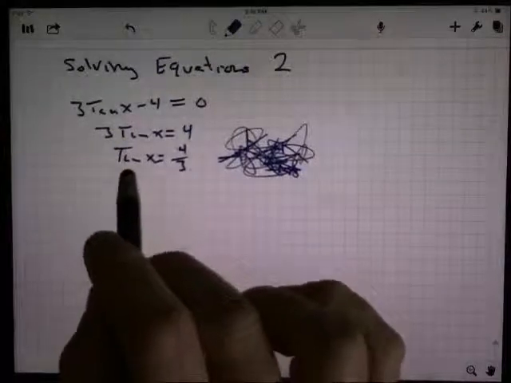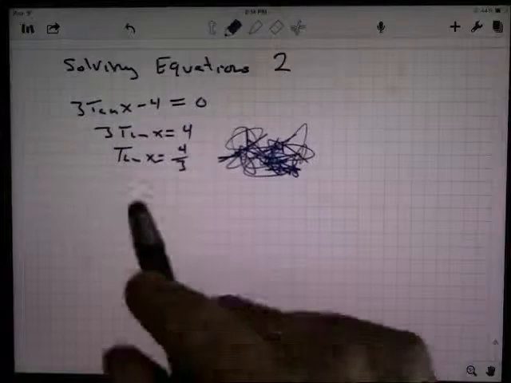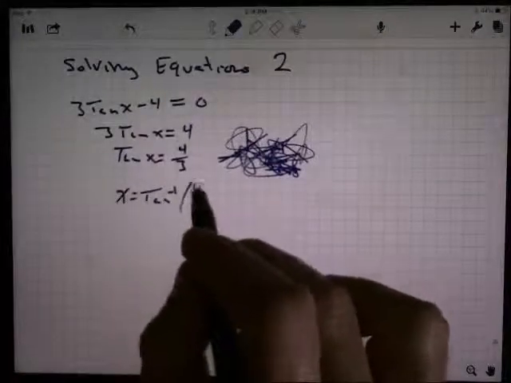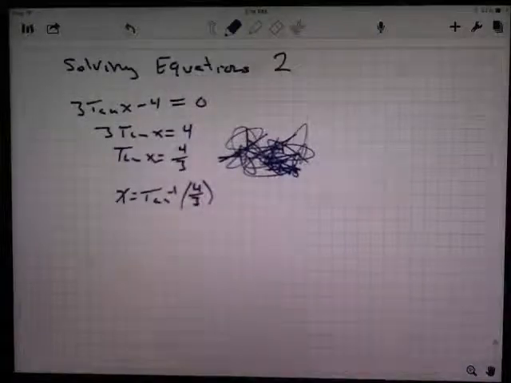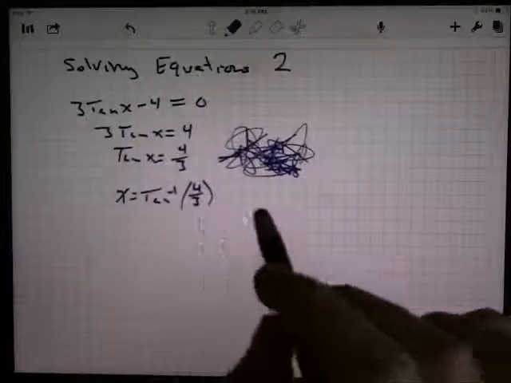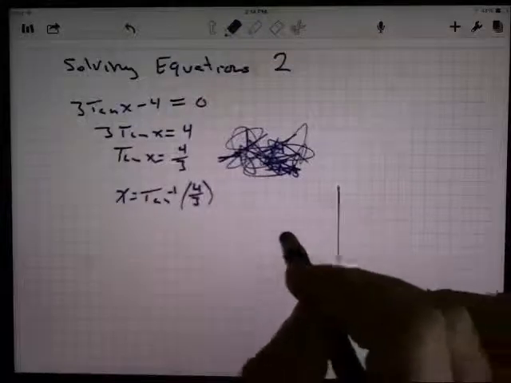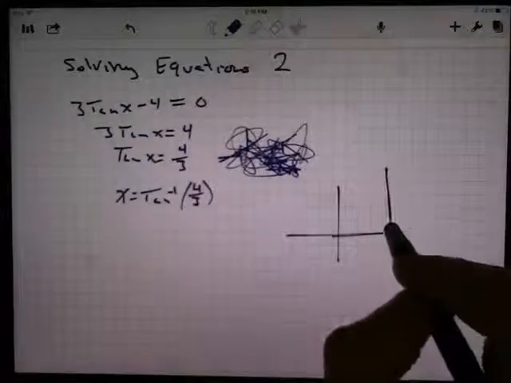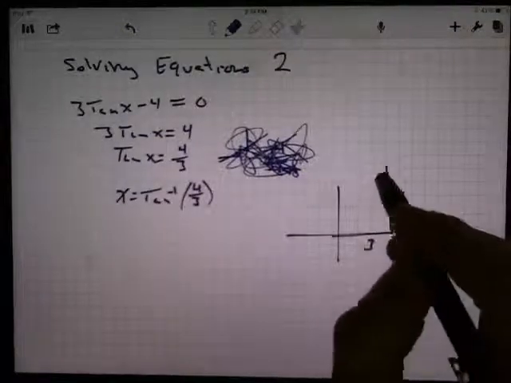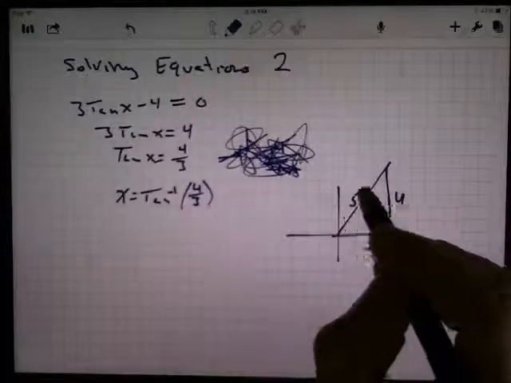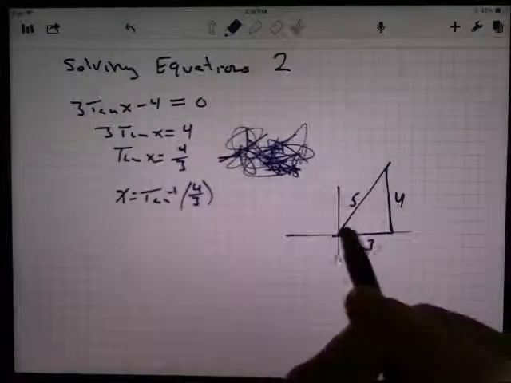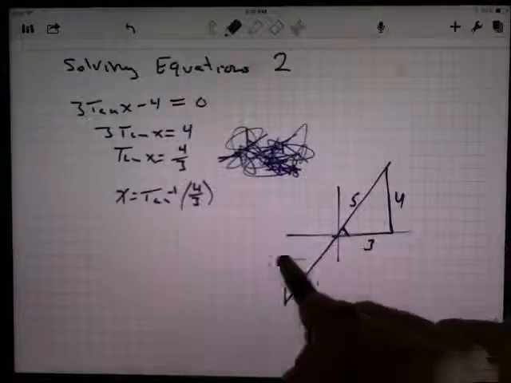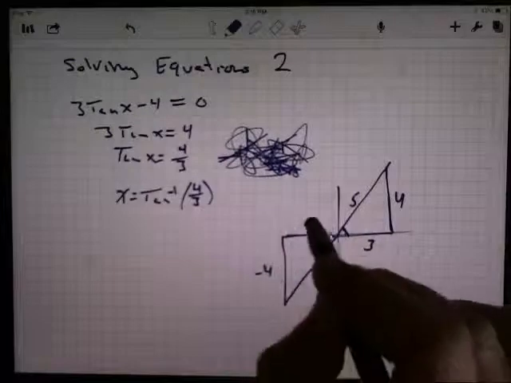How do you get an x out of a tangent? You have to do an inverse tangent, right? So x is the tan inverse of 4 over 3. Now, tangent is the opposite side over the adjacent side, with the opposite side being longer, 4 over 3. Oh, this is my 3, 4, 5 triangle, but anyway, x is this angle, right? Or I could be down here where this is -4 and -3.